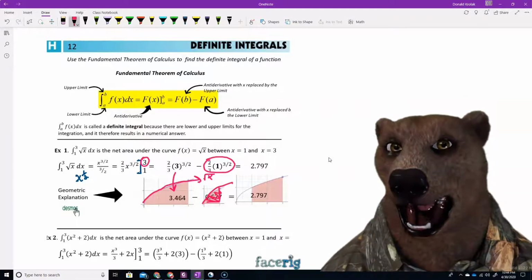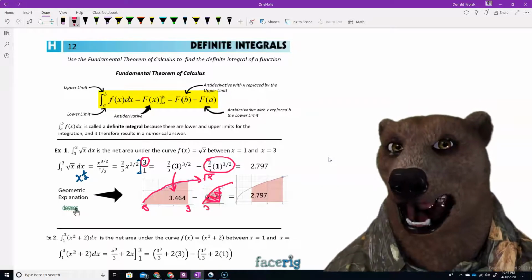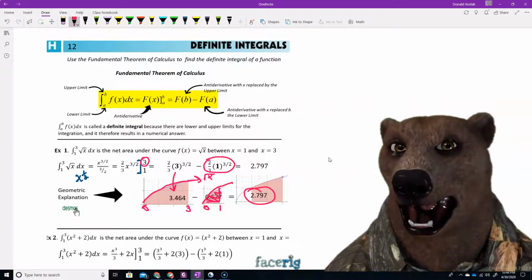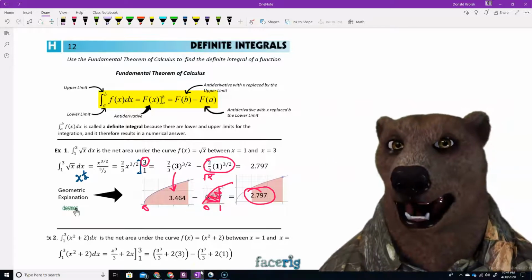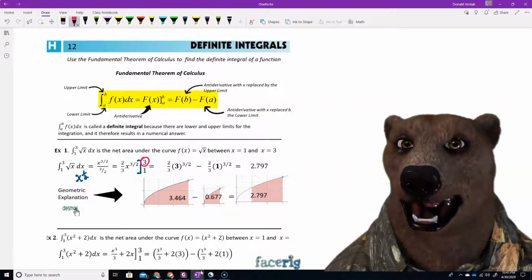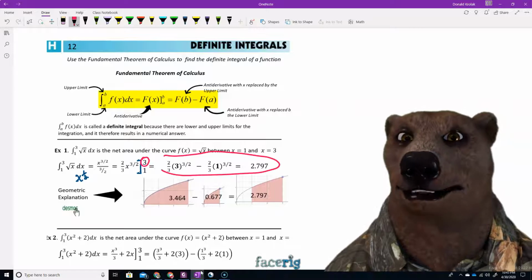So if we take the area from 0 to 3 and we subtract the area from 0 to 1, then we're going to be left with the area from 1 to 3. That's basically what the fundamental theorem of calculus is telling you. So that's the geometric explanation of why this works.